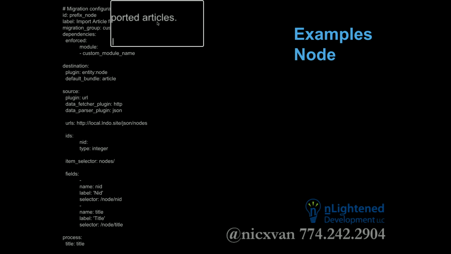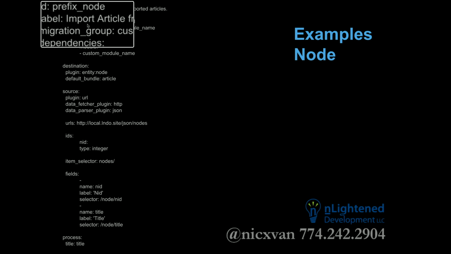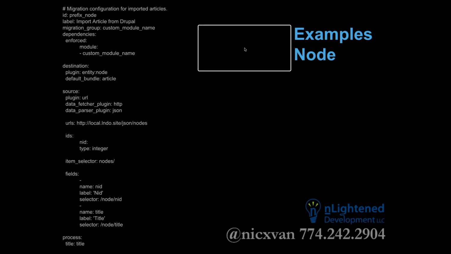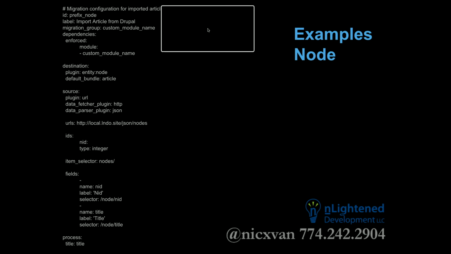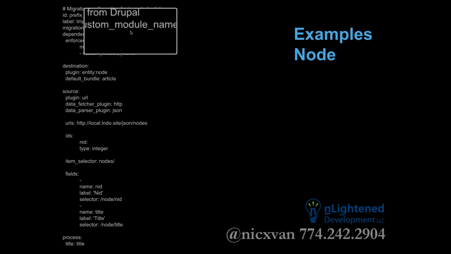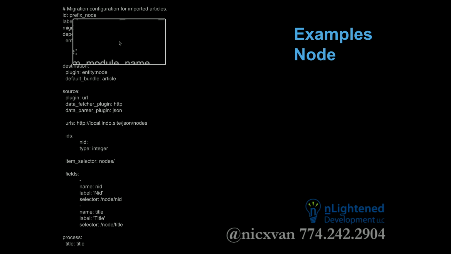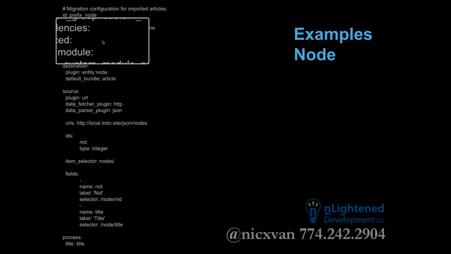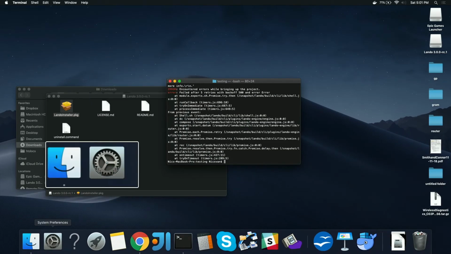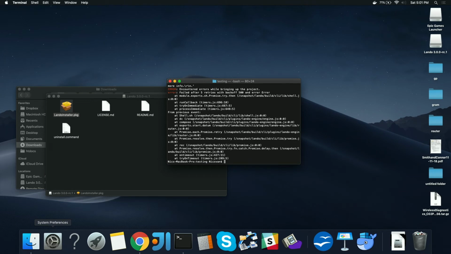The next thing is the label. Like I said, it's just import article from Drupal. So that's just a developer friendly name. I don't even think it's required, but I always kept it there. Migration group, I always just named it after the custom module. And then the dependency I set to the custom module that I created. That label shows up in the UI, doesn't it? I think it does, but again, I don't install that UI module.